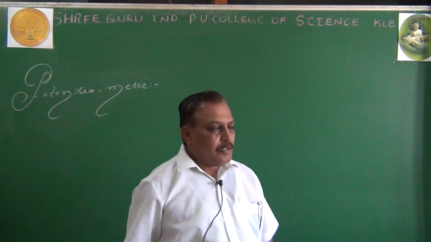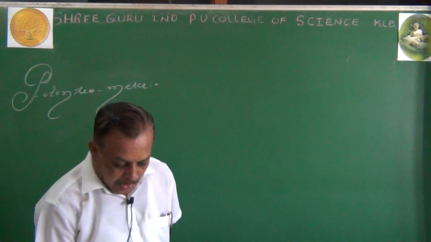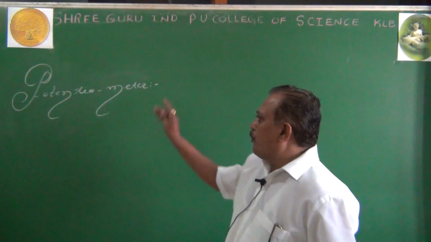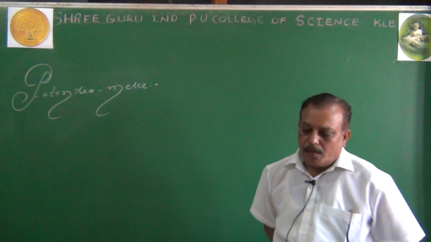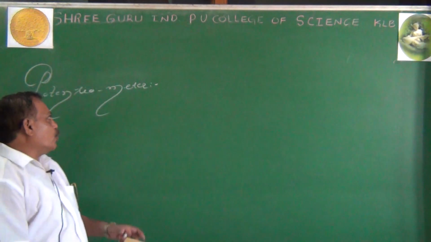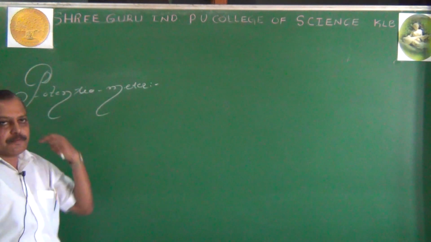So, after completion of the meter bridge, we go for the last topic from current electricity, that is the potentiometer. What is that potentiometer? The name itself indicates it. Potentio means potential difference. Meter means to measure.